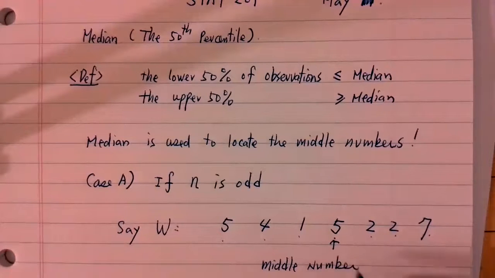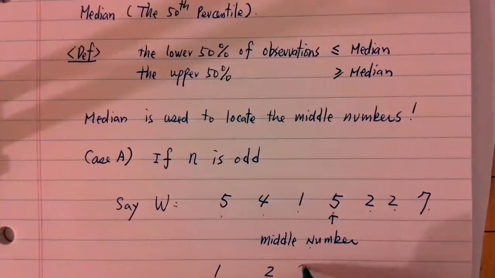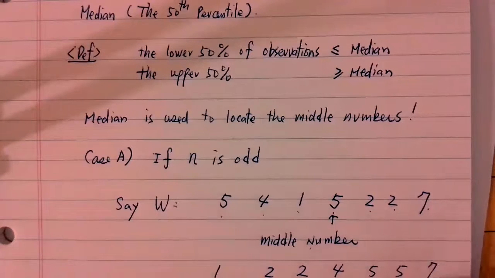Well, unfortunately, a lot of people make this mistake, okay? Before you find the middle number, what should you do? Remember when people give you a data set, you should put it in ascending order first, okay? So put it in ascending order, that is 1, 2, 2, 4, and then 5, 5, 7. So this is the middle number. And median is the middle number, okay?